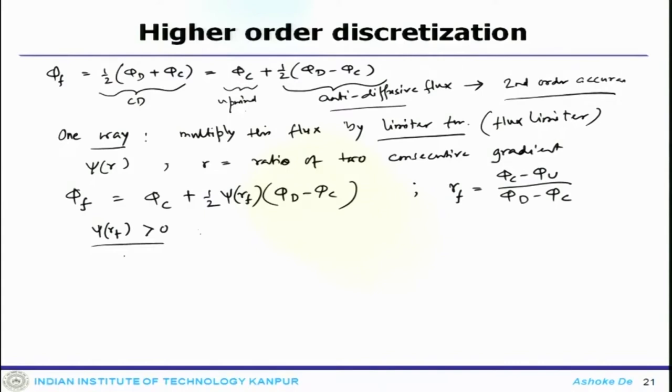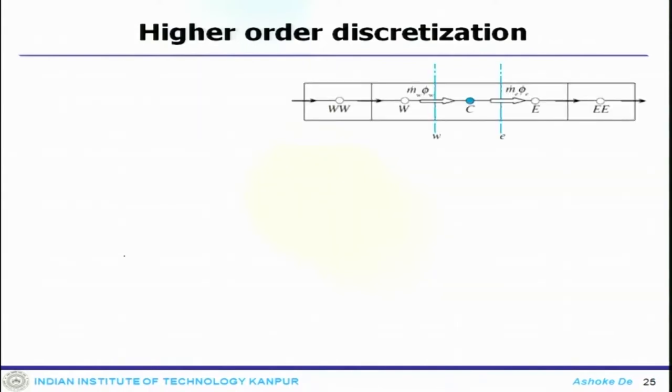Now, we can write, consider this one-dimensional stencil, where this is the cell we are concerned with, and then you have a west and an east. So, that is typically a stencil in one dimension, where you have a node C, this is east, this is downstream, this is west. That is the standard discretized system.